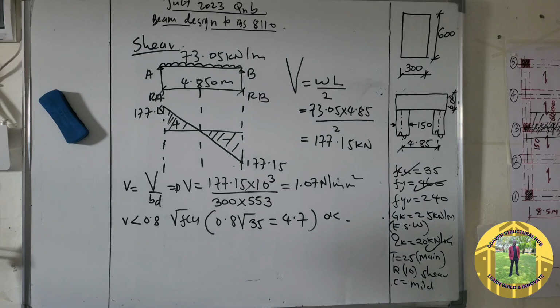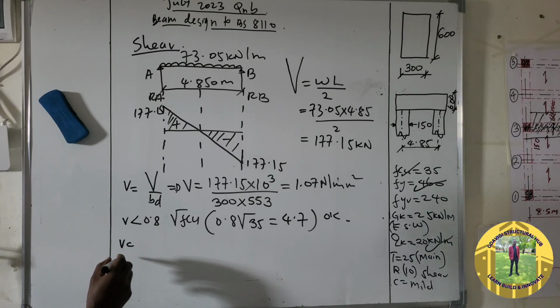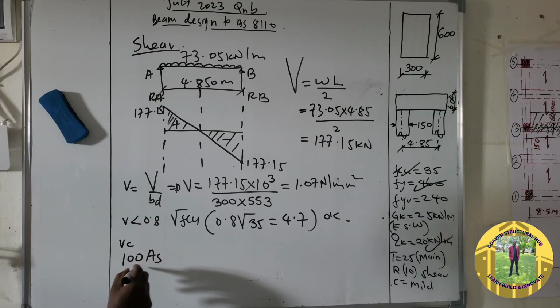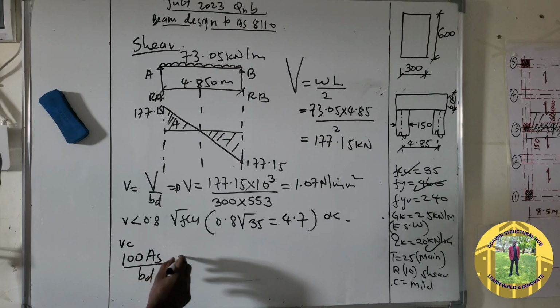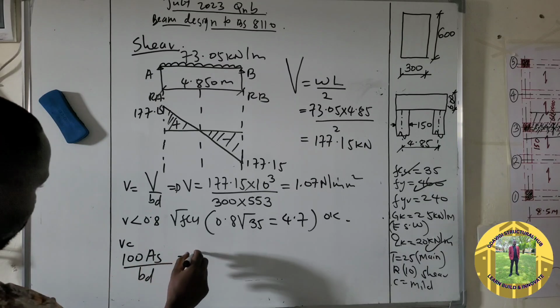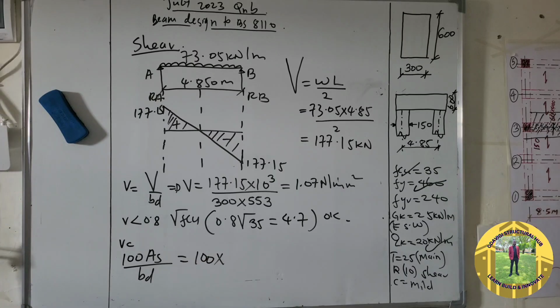So Vc, the maximum shear stress in the concrete, is calculated using this formula, 100 As over bd. So this is equal to 100 times As, the area of steel provided, which is 1470.